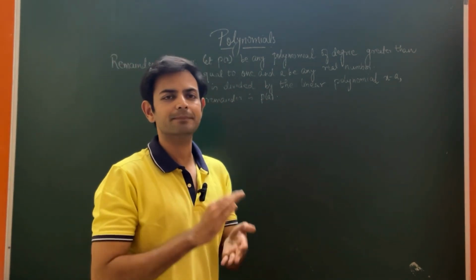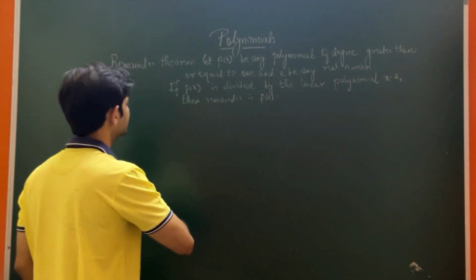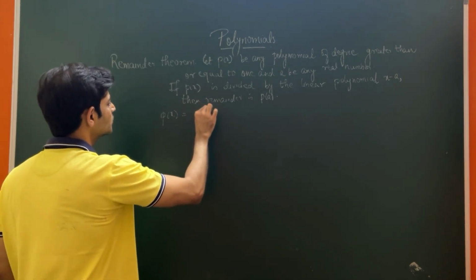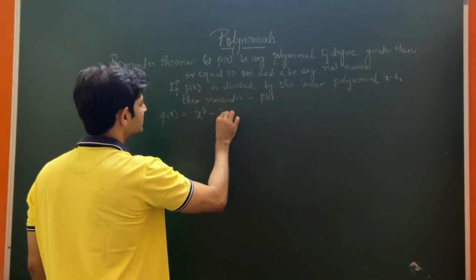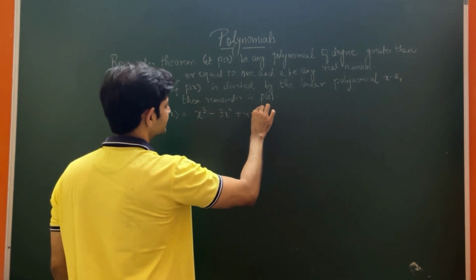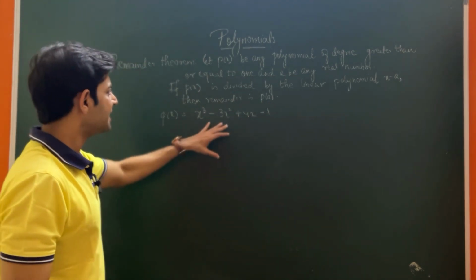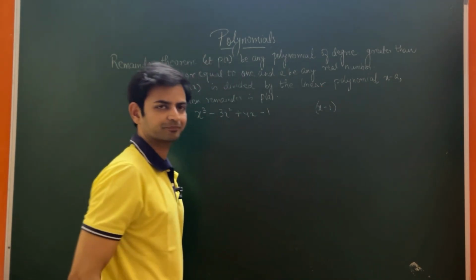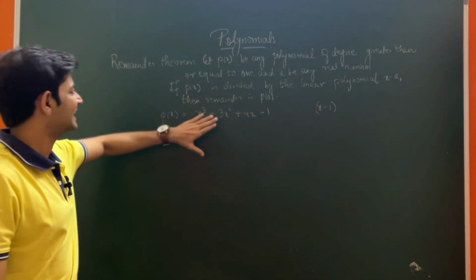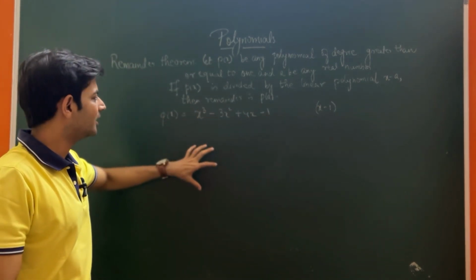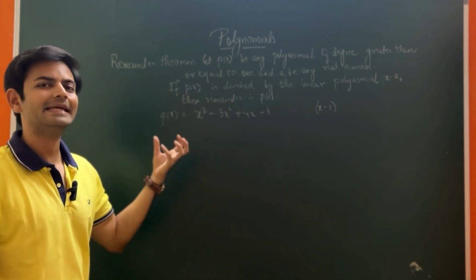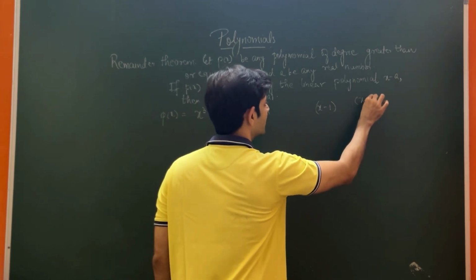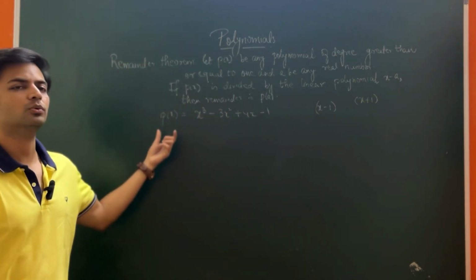If I have to put it in a simple way, for example, let's say p of x is equal to x cube minus 3x square plus 4x minus 1. If I divide this by x minus 1, then when I put the value of x as 1 here, the value which I get is my remainder. If it had been x plus 1, then I would put x is equal to minus 1.